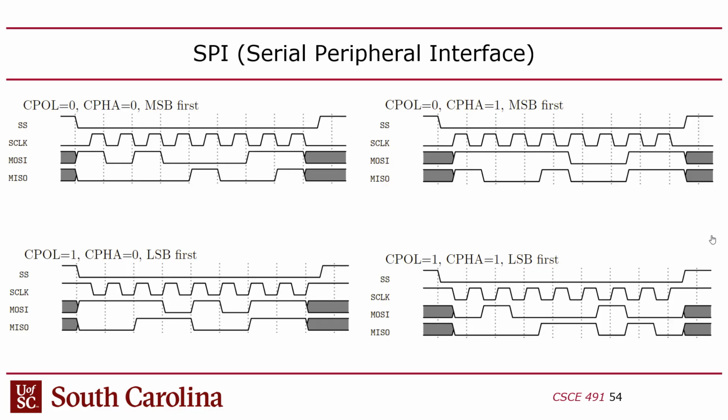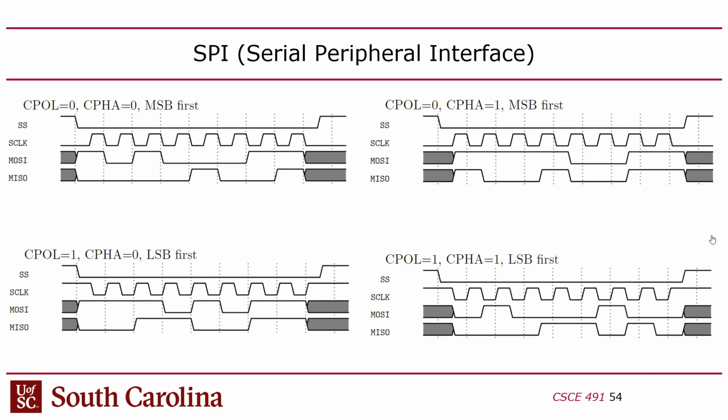So that's this one. What happens if C-pole is 1, C-fa is still 0? In this case, it's the same idea. The only difference is that the clock starts out as 1. The first edge of the clock is falling. You still get a half a clock cycle head start here on MISO and MOSI, right? So basically, when you change C-pole while keeping C-fa the same, the only thing that changes is the clock is inverted.